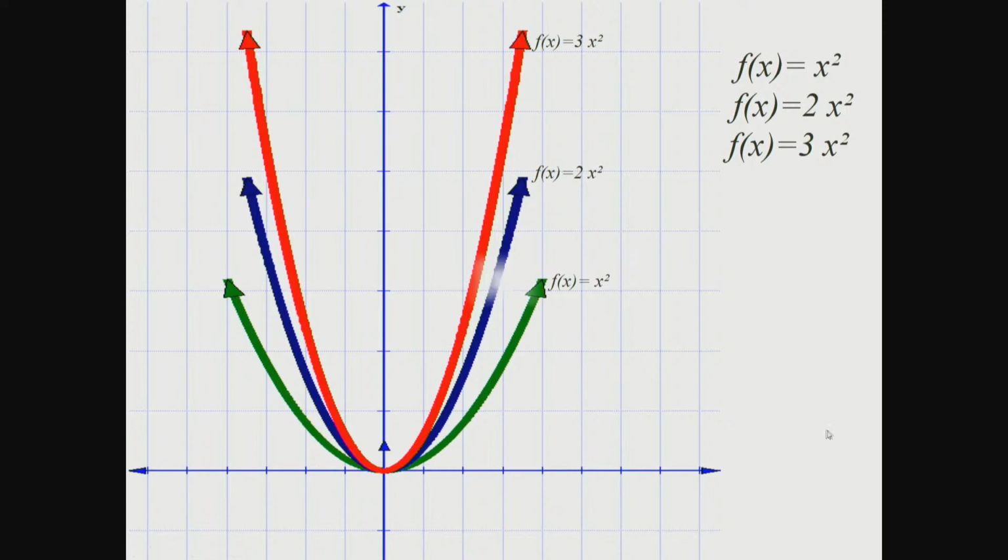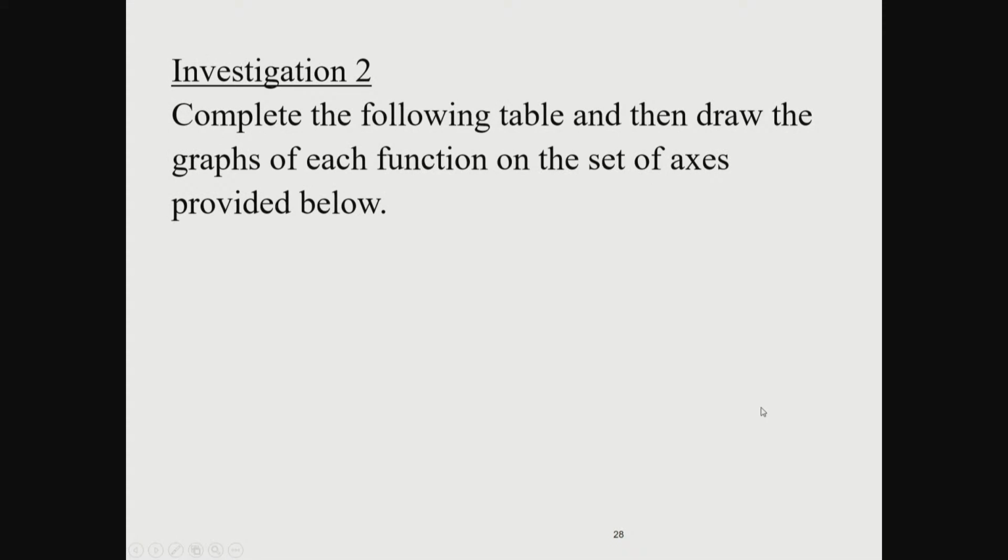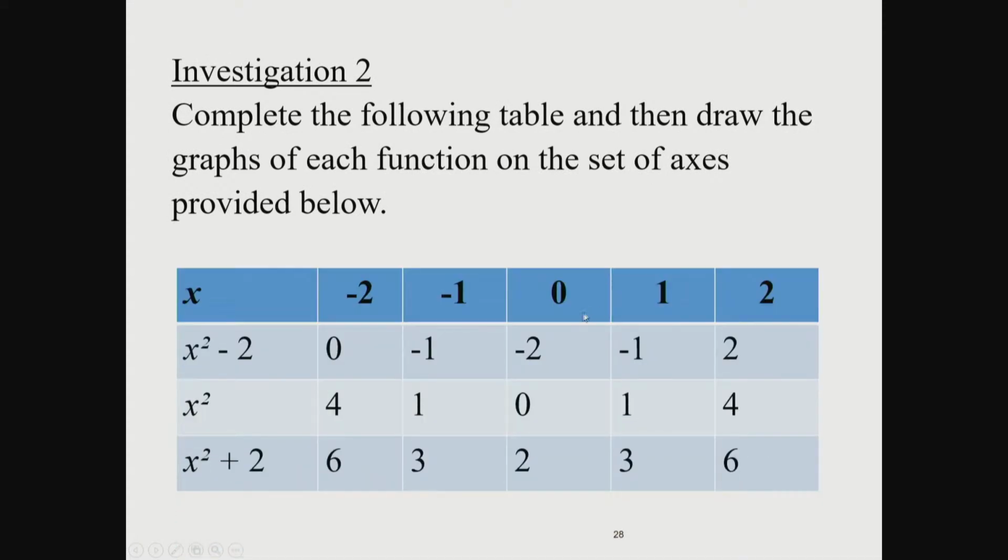Let's move to the next one. The second investigation says complete the following table and then draw the graph of each function on the same set of x values provided. In this case we have -2, -1, 0, 1, 2. That is most of the time what we encourage. If we are using a table, the minimum that you can have is 2 values on the left hand side of 0 and 2 values on the right hand side of 0. That is the minimum, but you can have more than 2.